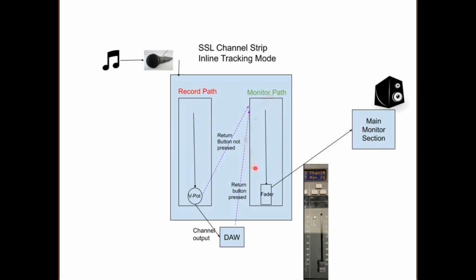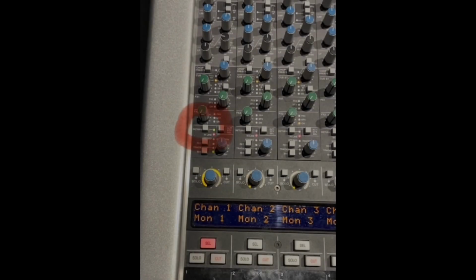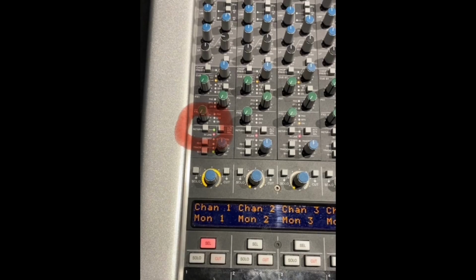This monitor path can be sourced from one of 2 different places. You can either source it from the record path if you want input monitoring, or you can source it from the DAW if you want output monitoring. You choose the source using the channel's return button.